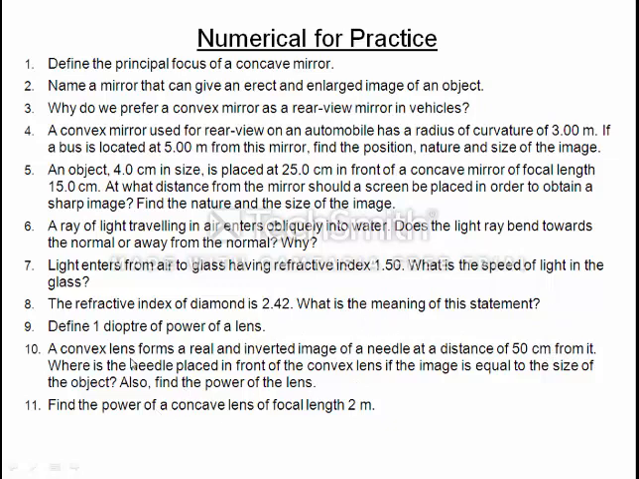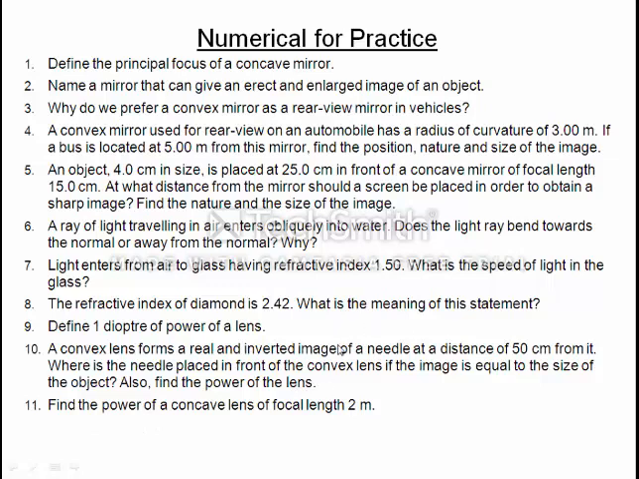So what you have to do: where is the needle placed in front of the convex lens if the image is equal to the size of the object? This was the case when the object is at 2F1, image is formed at 2F2. So here it is given that the lens forms a real and inverted image of a needle at a distance of 50 centimeter from it, so the needle placed in front of the lens will also be at 50 centimeter. Now from this you have to calculate the focal length, and from the focal length you have to find the power, and we all know P is equal to 1 upon F.